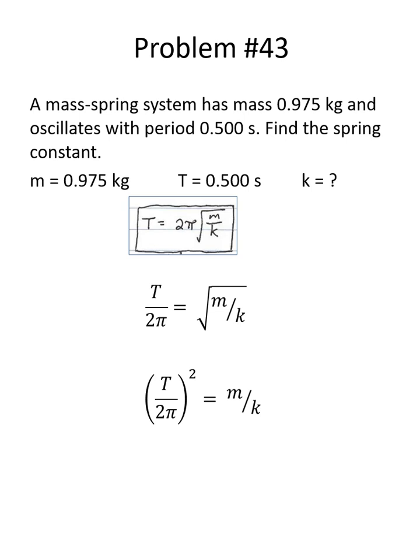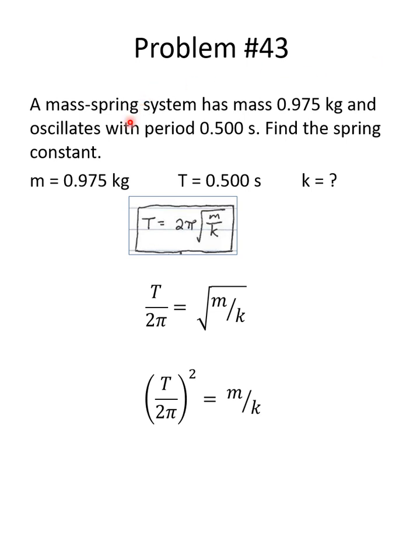Let's look now at problem number 43. It says a mass spring system has mass 0.97 kilograms and oscillates with a period of 0.5 seconds. Find the spring constant. And before we get into this, I want you to note that both in this problem and number 38, the problem didn't distinguish between whether it's horizontal or vertical because it doesn't matter. It's just a mass spring system.